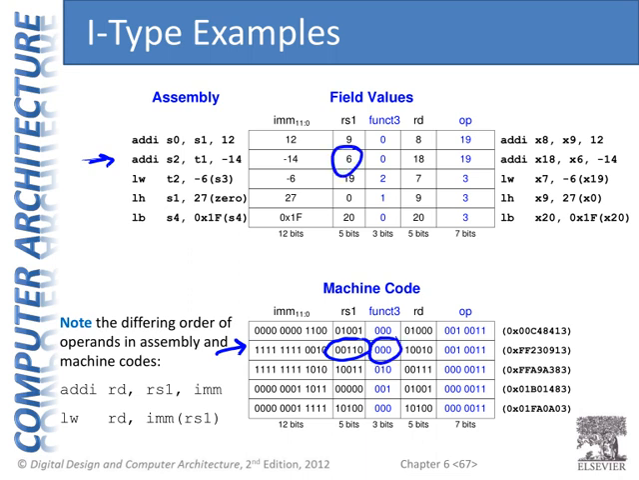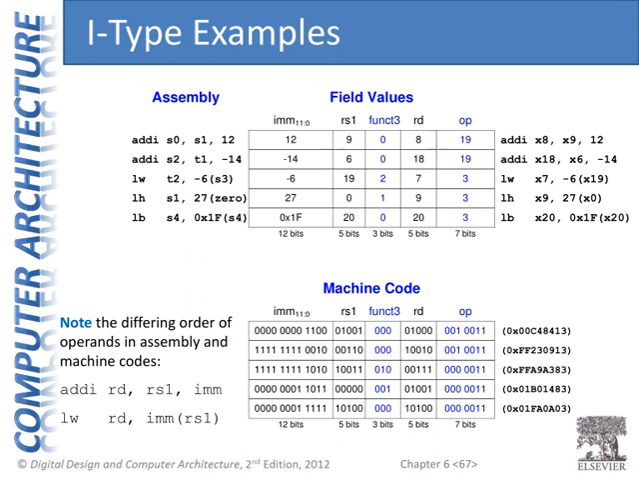0, a 3-bit field for function 3. 18, 16 plus 2, and the opcode, the 7-bit representation of 19.